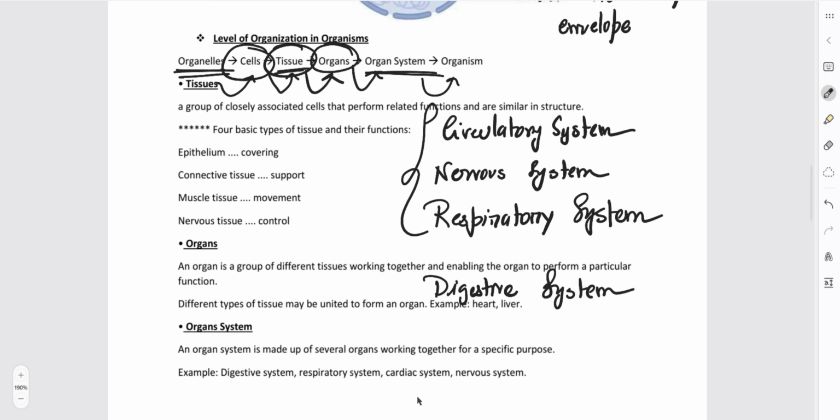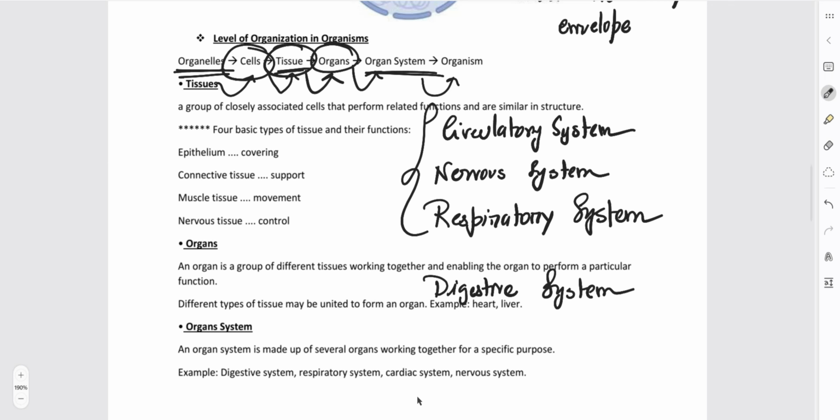Alright? So up till now, we studied everything related to cellular organization. We studied the definition of a cell, the components of a cell, the animal cell and plant cell in detail, and the differences between them. Then we studied in detail the function of a few of the organelles, the structure and function of the nucleus, and then the levels of organization, right?